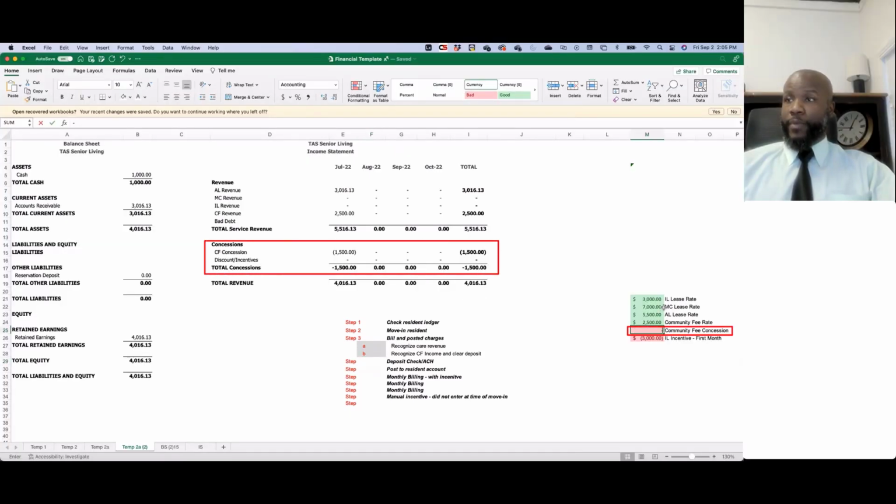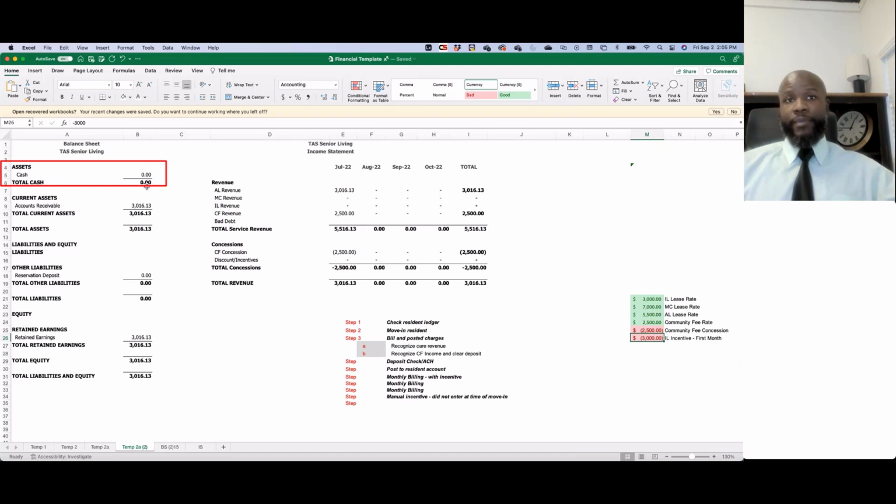And we can play with this because no matter what the concession is, our example is going to account for it. So if we did give a full community fee concession, then that would be recognized here. Notice that means that there wouldn't have been any cash in the bank, because that means they did not put a deposit down at the time they were going through the reservation process.